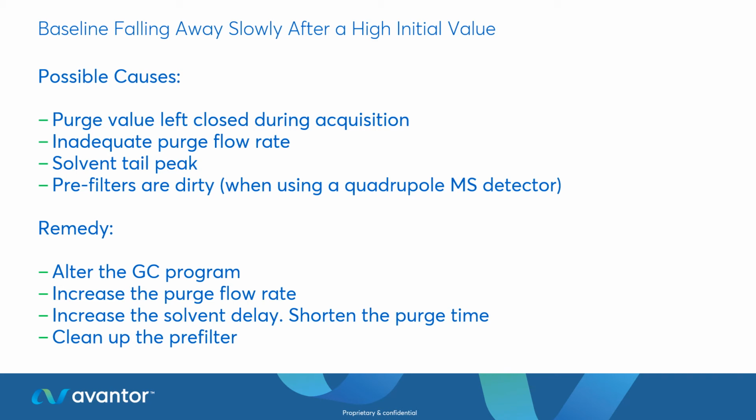In terms of the cures for this, altering the GC program, in particular the GC inlet part of the program, will be very beneficial. We can look at altering the purge flow rate, that again can help, and for the solvent peak, looking to increase the solvent delay so that we no longer see the solvent peak coming through, and look to shorten the purge time as well. And then for the pre-filter, obviously cleaning the pre-filter will be very beneficial here.